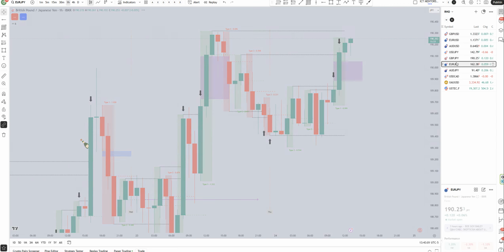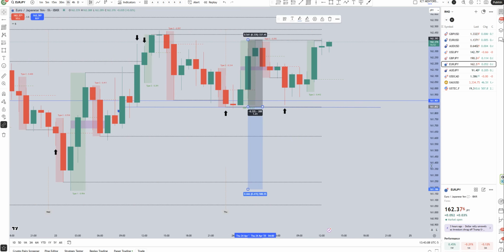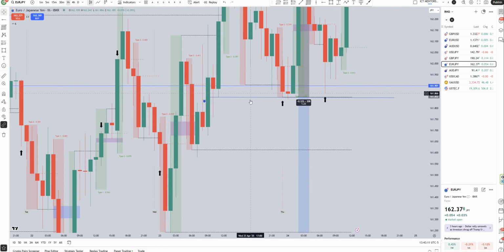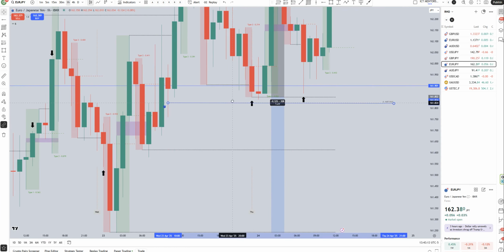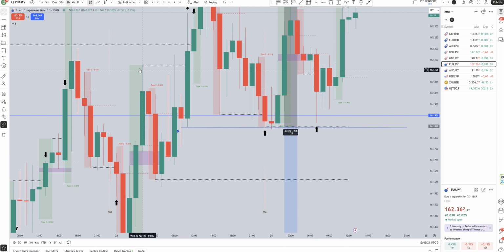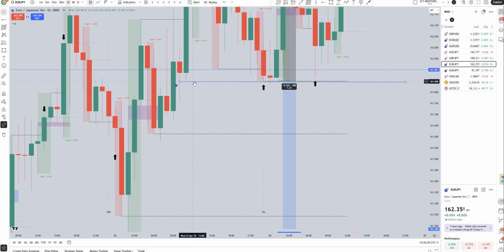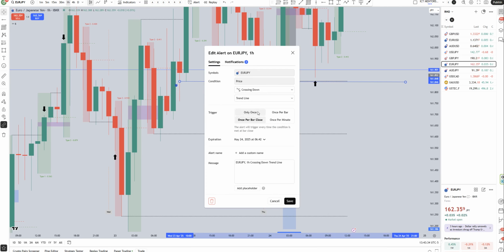And now we have this for the UJ. You see, this is not a trade. I almost entered it. Why? On this, wow, why didn't I? OB, this OB already confirms. Crossing down, once per bar close.